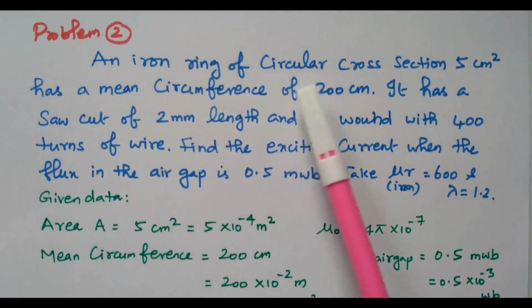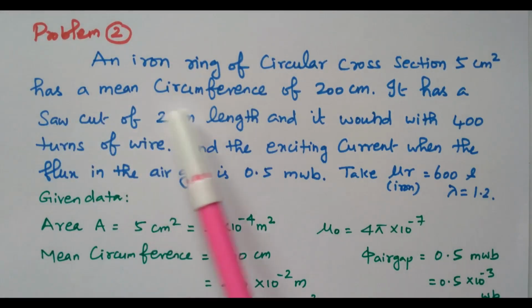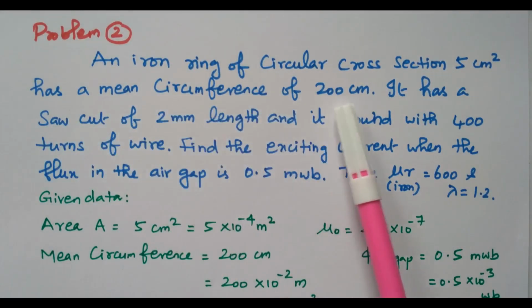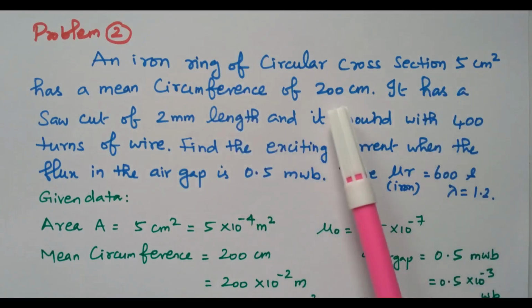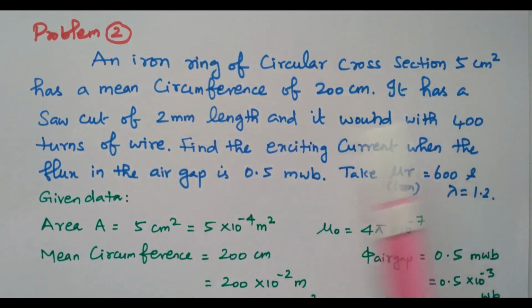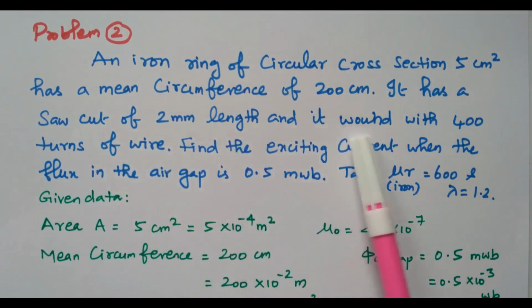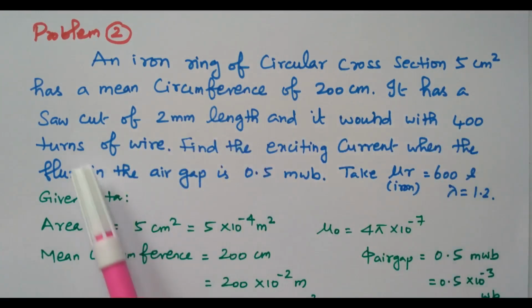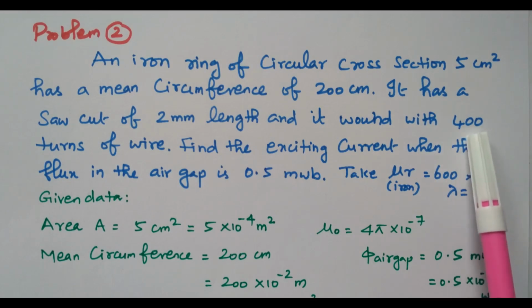An iron ring of circular cross section 5 centimeter square has a mean circumference of 200 centimeter. This is the cross-sectional area, and this is the circumference. It has a saw cut of 2 millimeter length and is wound with 400 turns of wire. So a 2 millimeter air gap is available and the number of turns is 400.